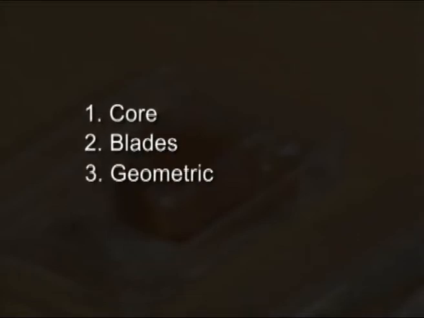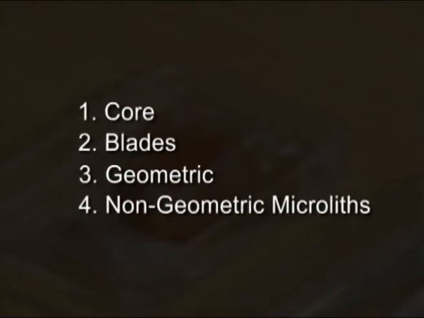There are various types and varieties of microliths. These types and varieties are determined according to the deliberate shape given to them by early men, while shaping them further by trimming the edges by retouch. Most of the important and recurrent types of microliths are core, blades, geometric and non-geometric microliths.